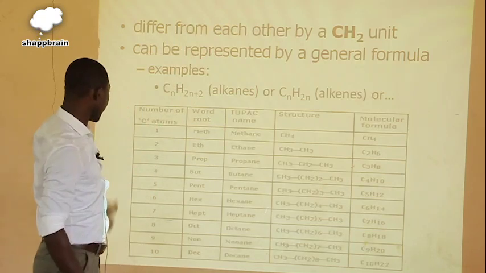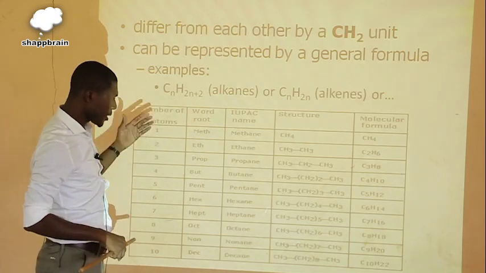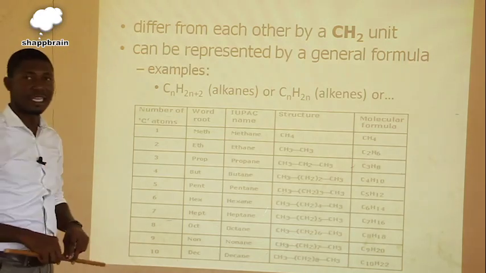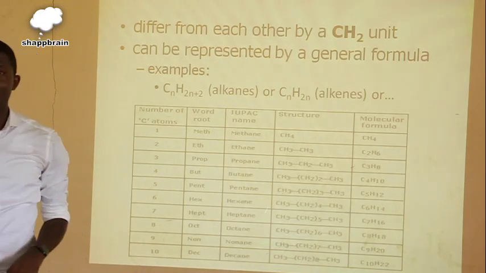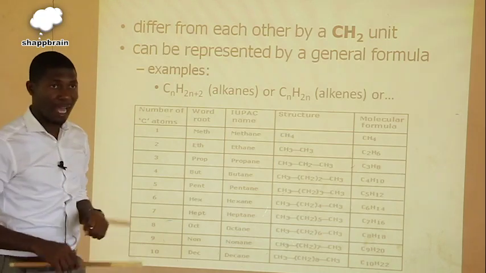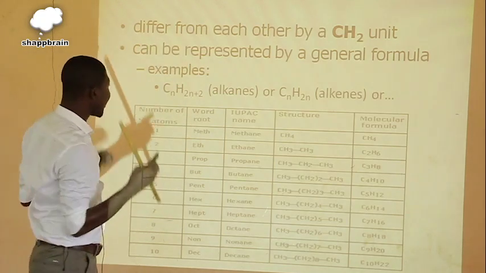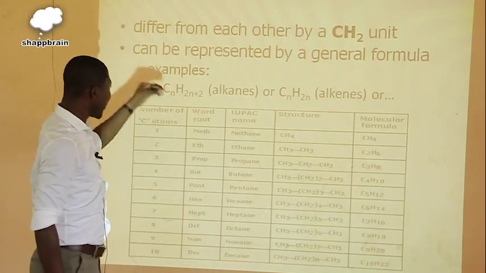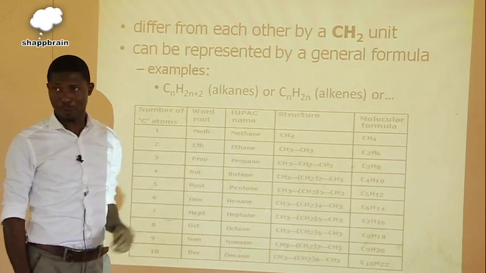Now we have an example here for alkanes. We are going to use the first 10 members of alkanes to explain homologous series. Now, we'll take the first member. Now, we indicated that alkanes conform to the general molecular formula CnH2n plus 2.